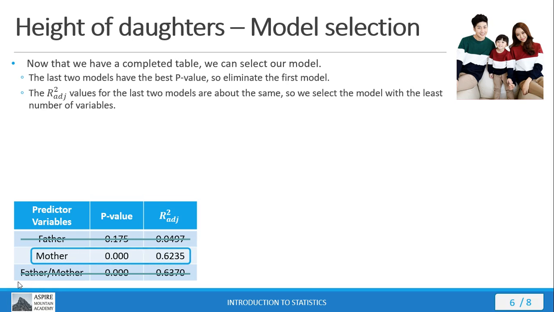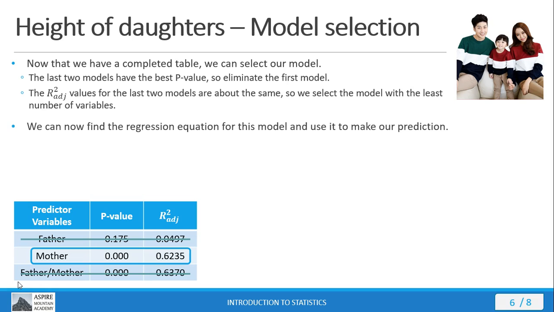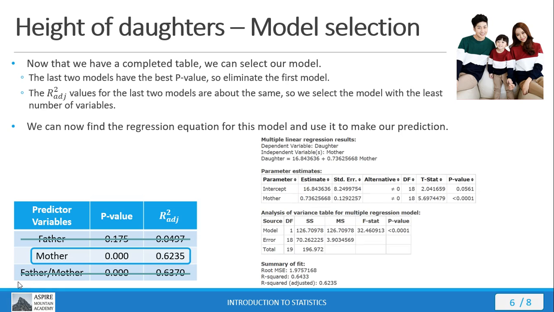So using the height of the mother to make a prediction for the height of the daughter is the model that we're going to be using. Now we can find the regression equation for this model and use it to make our prediction. Of course, you have to make the model to get the p-value and the adjusted R-squared values. So you just go back to the Options window and select the mother as the only predictor variable. And away you go. You can just hit Compute and there's your model that comes out.